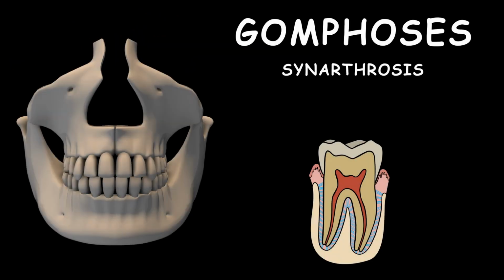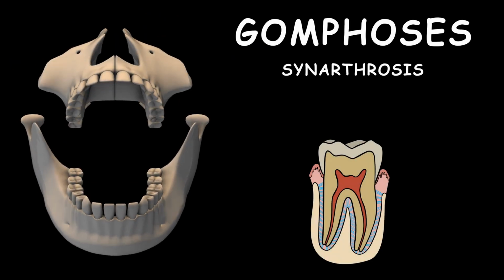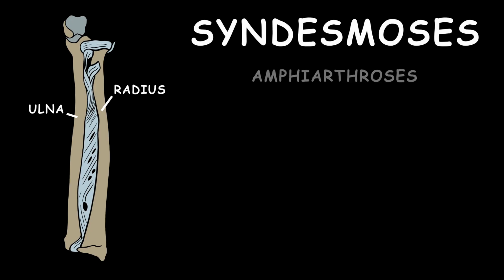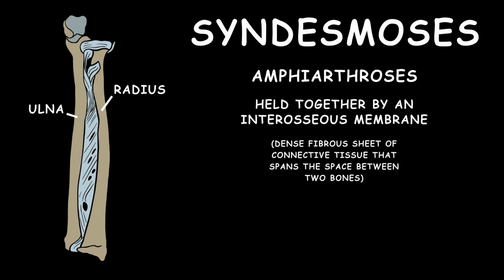Gomphoses are also immovable. The one example of this type of joint is where the teeth articulate into the dental alveoli of the maxilla and mandible, bound by strong periodontal ligament. Syndesmoses are amphiarthroses, so they are slightly movable joints. They are held together by an interosseous membrane. One example is the middle radio-ulnar joint.